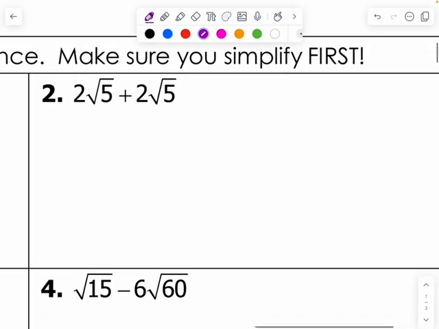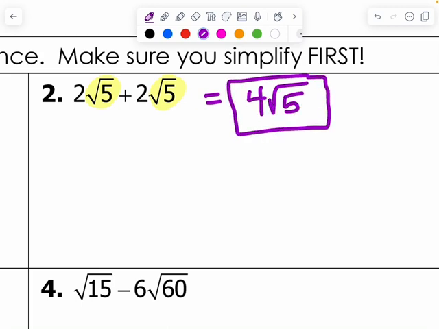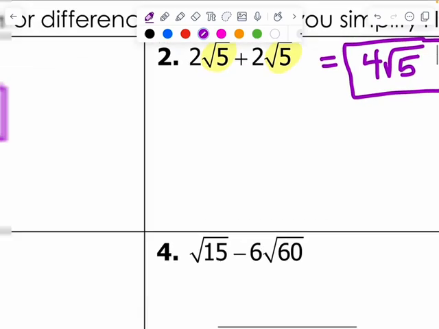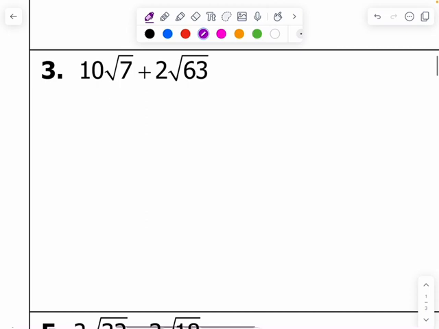Okay. How about this one? First of all, is radical 5 simplified? Yes. Is radical 5 simplified? Yes. Now, we have the same radical. So 2 radical 5 plus 2 radical 5 would give us 4 radical 5. All right, well, now let's do ones that require maybe a little bit of work.